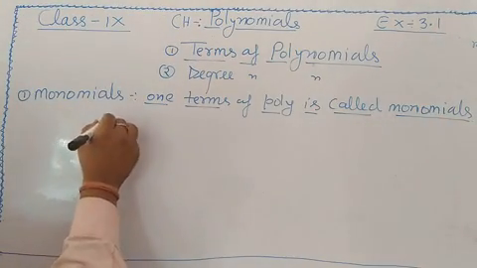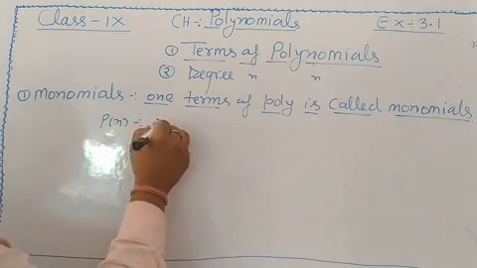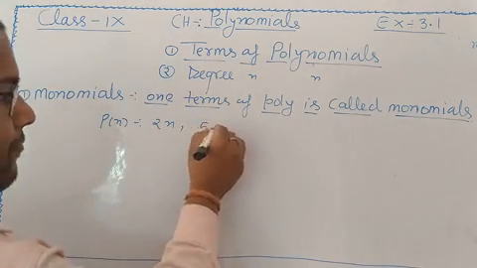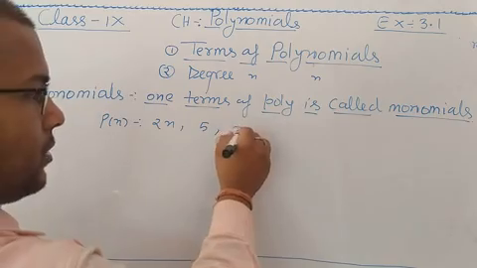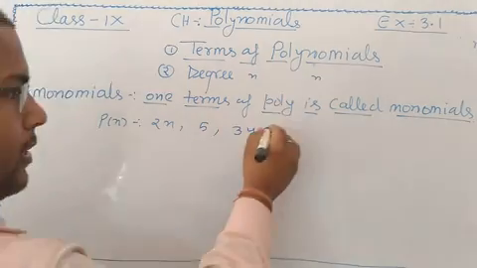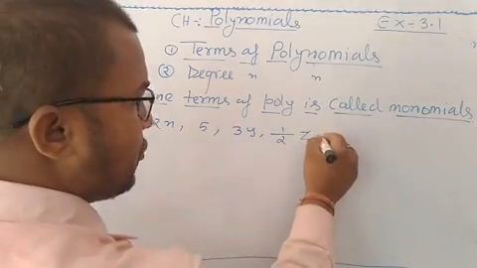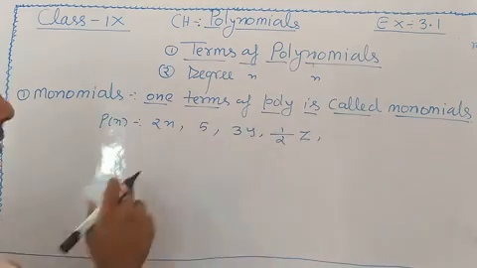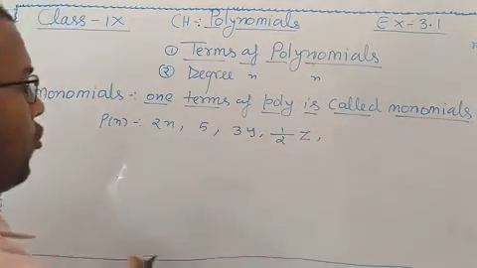A monomial means p(x) is a single term. 2x is called a monomial. 5 is called a monomial. 3y is called a monomial. 1/2 z is called a monomial. Each and every single term is also called a monomial.